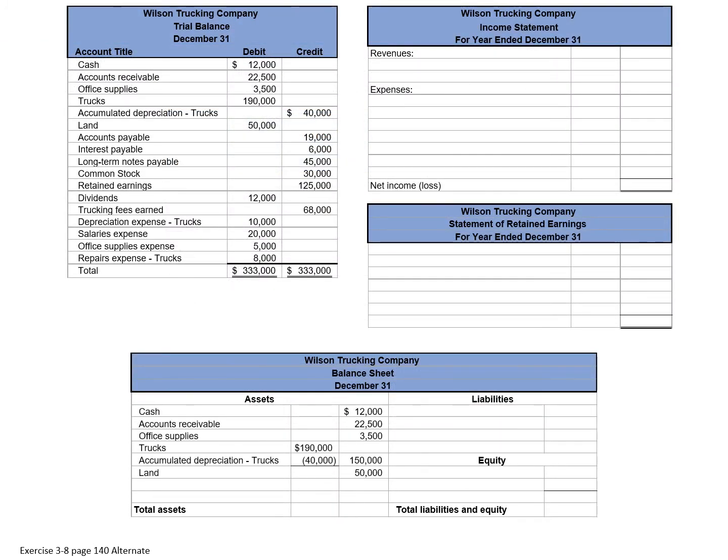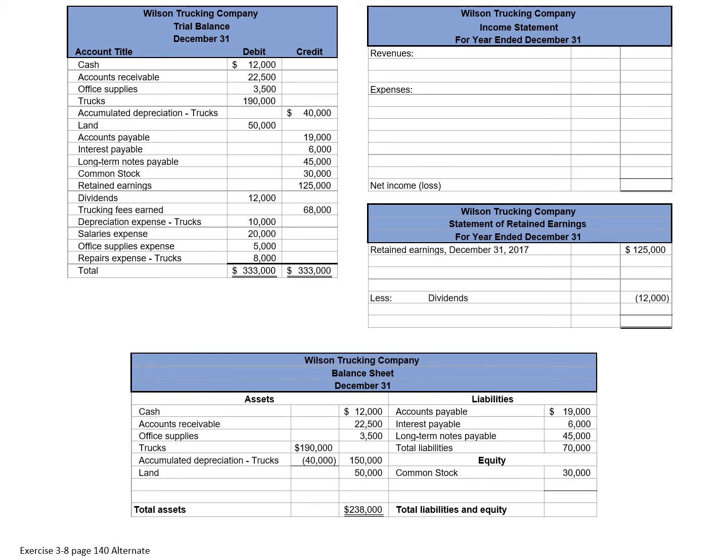We know that all of our asset accounts belong on our balance sheet. So cash, AR, office supplies, trucks, land. Our liabilities, our accounts with payables in the name, belong on the right-hand side here. We know that common stock belongs in our equity section. We know the beginning of the year retained earnings is 125,000 because they told us. We also know that dividends belongs on our statement of retained earnings.